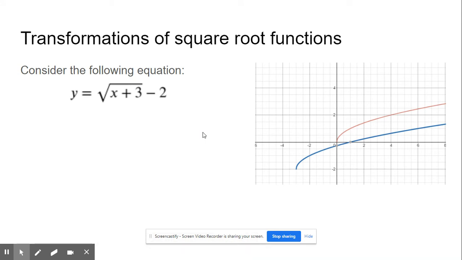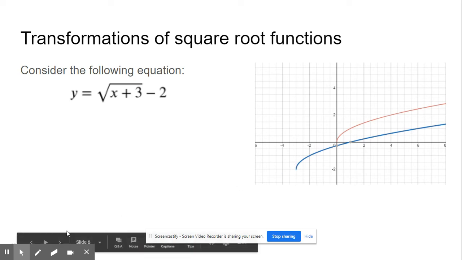Let's look at transformations of square root functions. Consider the following equation: y equals the square root of x plus 3 minus 2. Here is your parent function of y equals the square root of x. If you notice, y equals the square root of x plus 3 minus 2 is shifted over 3 to the left and down 2.